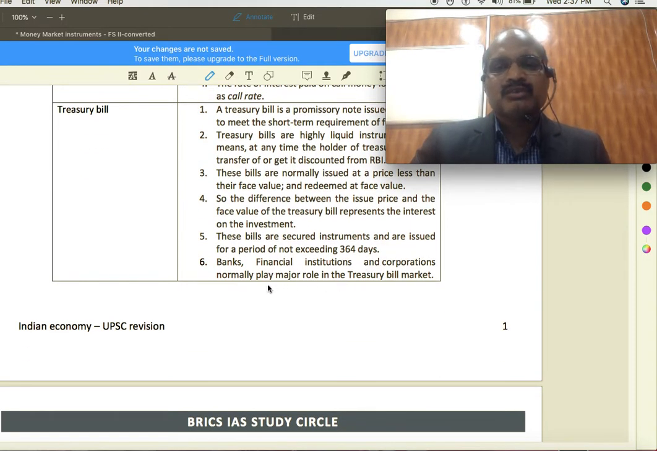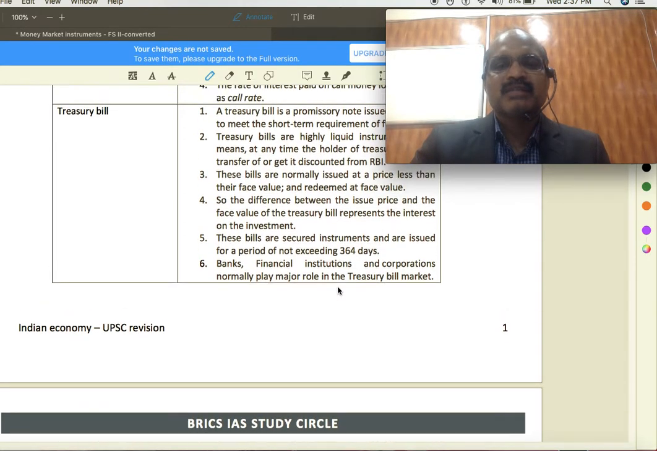Then banks, financial institutions, and corporations normally play a major role in treasury bills. That means who will actually participate?